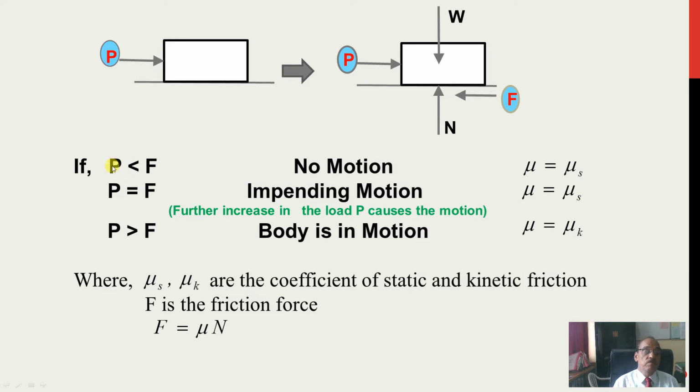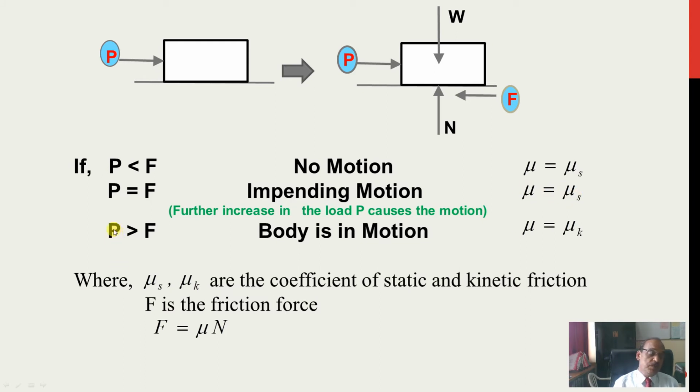Now when P is less than the frictional force offered by the surface, there will be no motion. In that case we take the coefficient of friction, as you studied in 11th and 12th, that is called the coefficient of static friction. When P is exactly F, it is called impending motion. Impending motion means when P becomes equal to F, the block is just on the verge of moving, but it has not started its motion. That is called impending motion. Further increase in the load causes motion. In that case also you can take mu s.